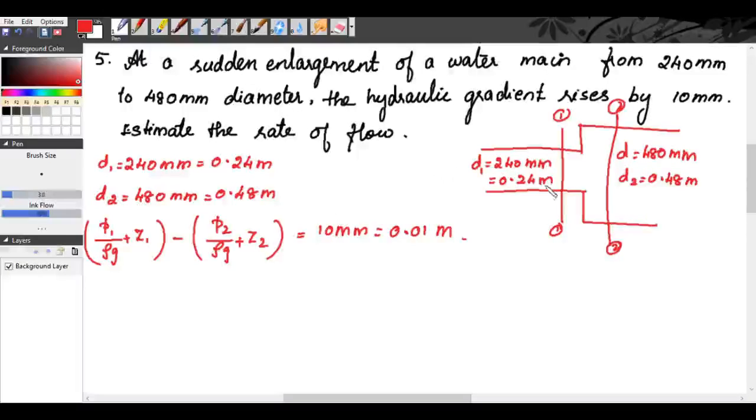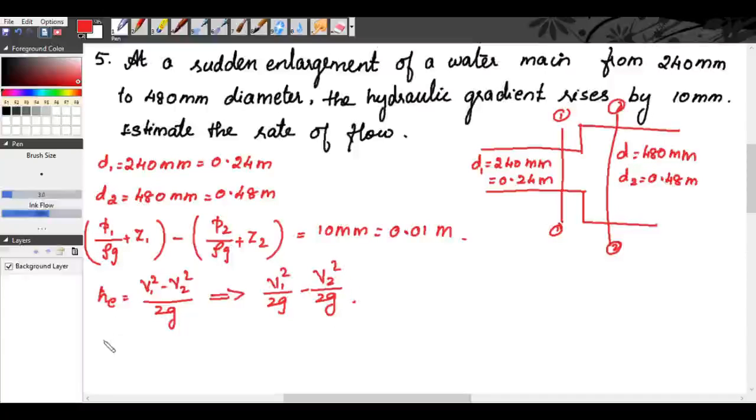Here there is a sudden enlargement. So, if there is a sudden enlargement, we know the formula for head loss due to sudden enlargement is H is equal to V1 square minus V2 square by 2G. That means V1 square by 2G minus V2 square by 2G.